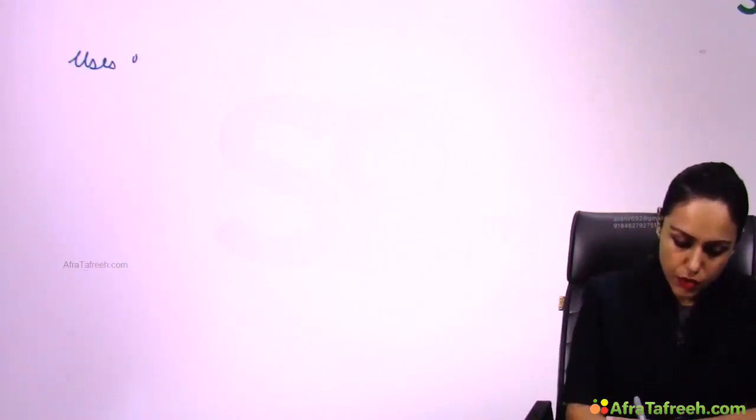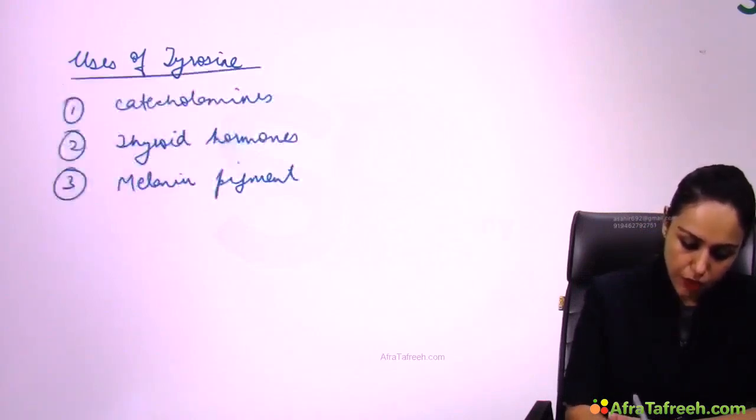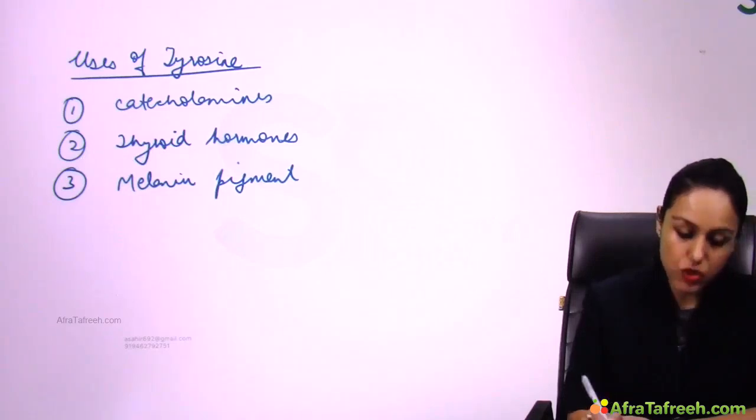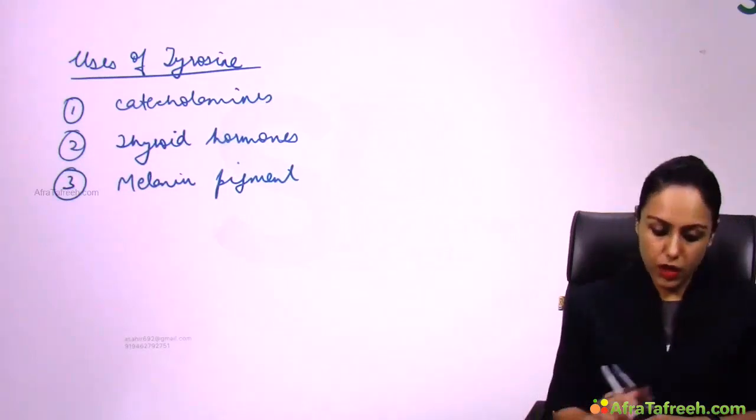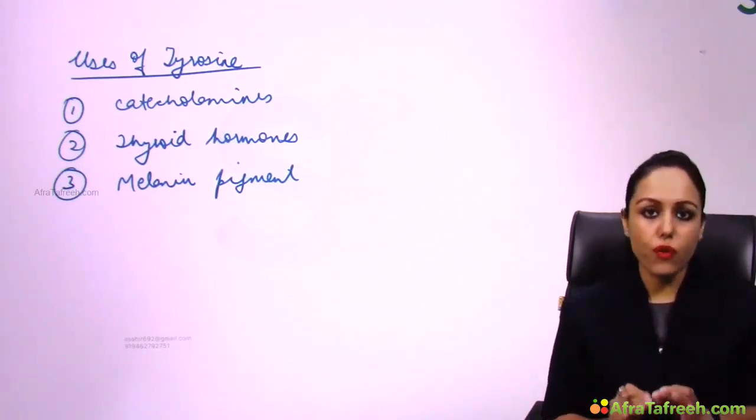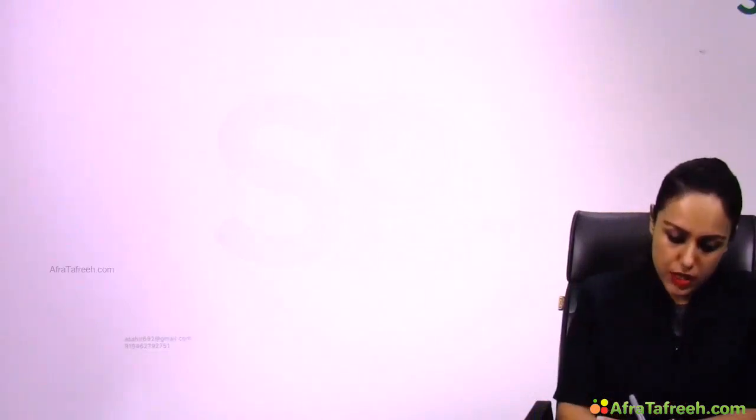Now next, coming to the uses of tyrosine. There are three main uses of tyrosine. Tyrosine is used for the synthesis of catecholamines. Second, for the synthesis of thyroid hormones. And third, for the synthesis of pigment melanin. So let's take them one by one. First, I'm going to take the synthesis of catecholamines. So let's see this catecholamine biosynthesis pathway in detail.